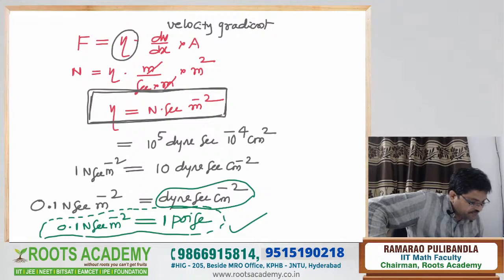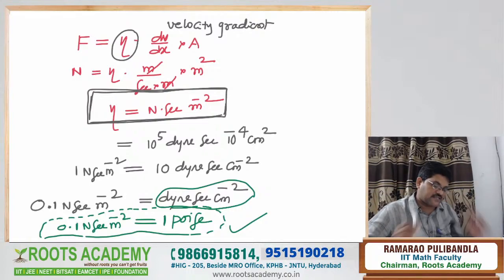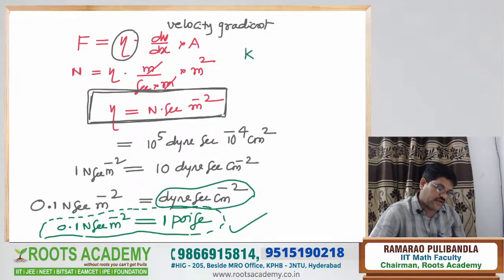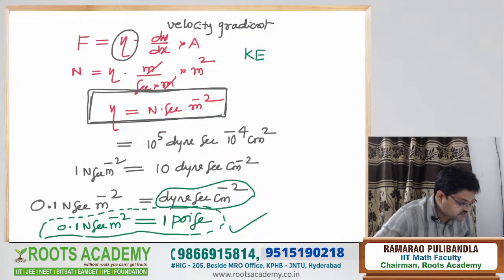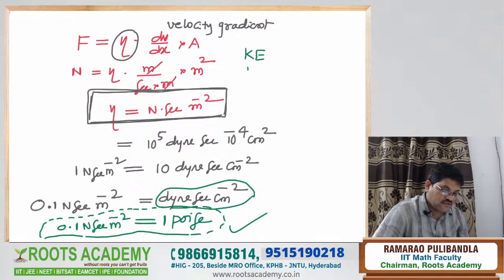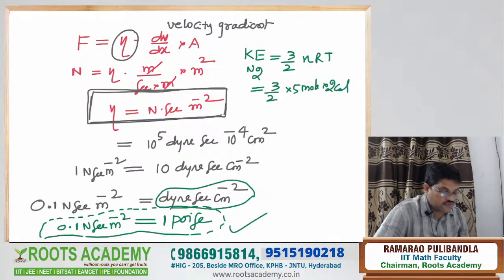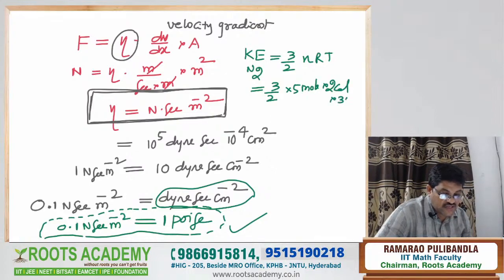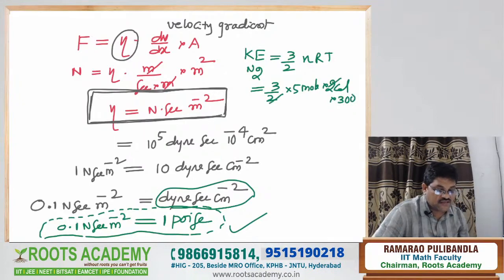And see the next one. Kinetic energy of 5 moles of nitrogen at 27 degrees Celsius. Simple logical question. Kinetic energy of nitrogen gas for 5 moles is equal to 3 by 2 nRT. 3 by 2, number of moles is 5 moles, and R value in terms of calories is 2 calories, and temperature is 300. 2 is cancelled. That becomes what?